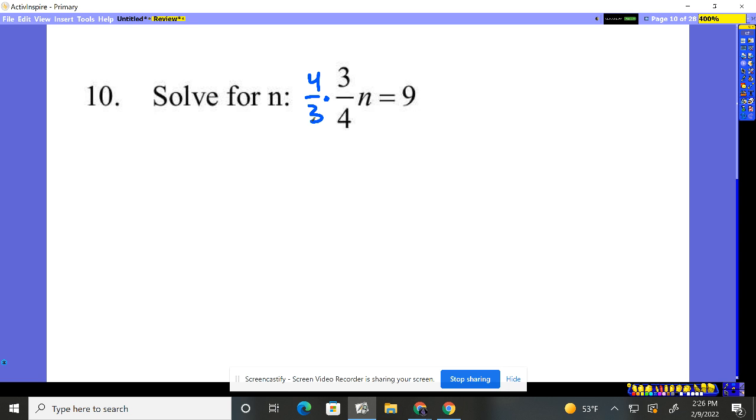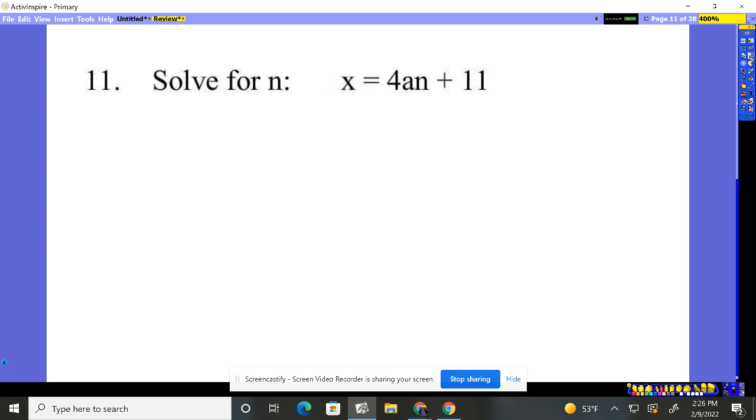So I multiply the left by 4/3. I'm going to multiply the right-hand side by the same thing. Remember, 9 is just over 1. These all go away. You're left with just n equals. We'll just multiply across the top. 36. 1 times 3 is 3. So n is equal to 12.